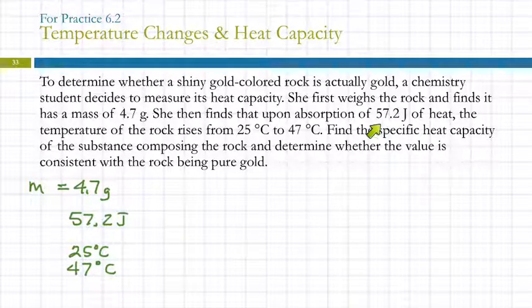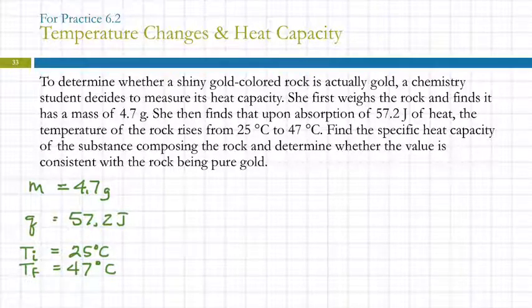And then here it's saying it absorbs this much heat. Well, the symbol we use for heat is Q. I know you'd like it to be H, but it's Q. And then we have two temperatures. So these are both temperatures, but we have to distinguish them. One is an initial temperature, one's a final temperature, right? So you read the sentence, the temperature rises from 25 to 47. So it starts at 25, it goes to 47. 25 is the initial temperature, 47 is the final temperature. Okay?